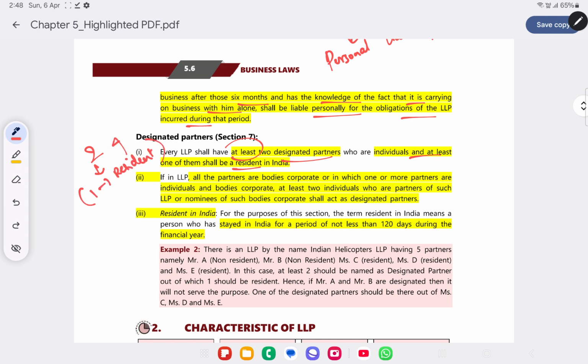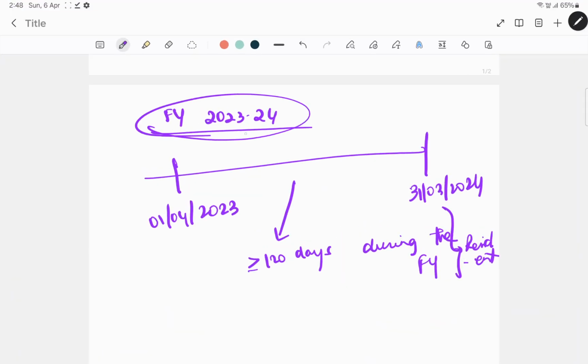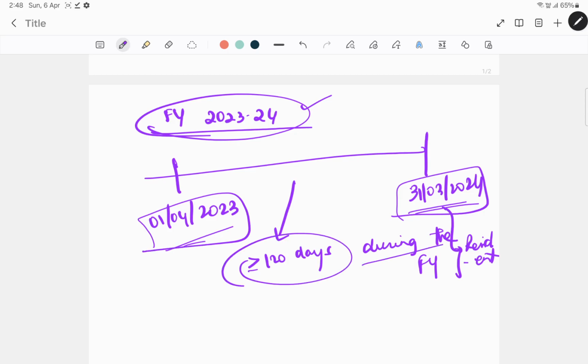And what do you mean by Indian resident as per this act? As per this act, Indian resident means a person who has stayed for at least 120 days, more than or equal to 120 days during the preceding or during the current financial year only. Take for example, if you have to determine the partnership status for the financial year 23-24, then during the year a person should have stayed for at least 120 days. Then in that case, the person is deemed to be resident of India, otherwise not.